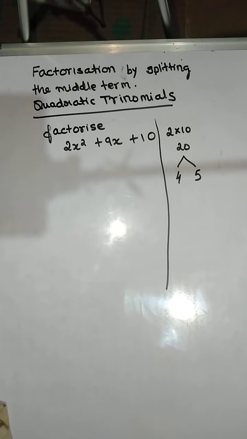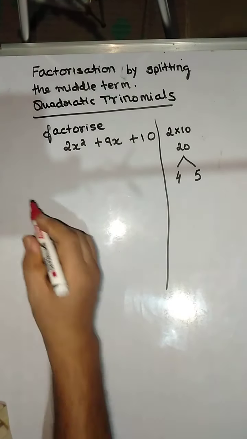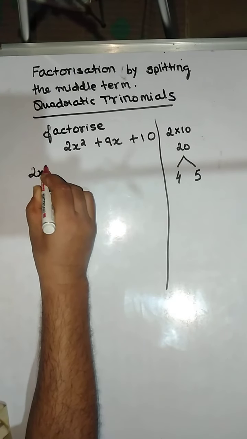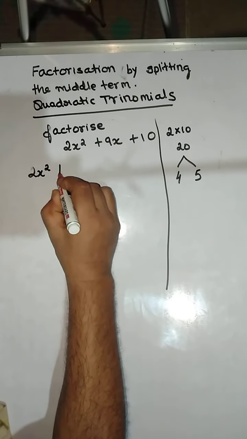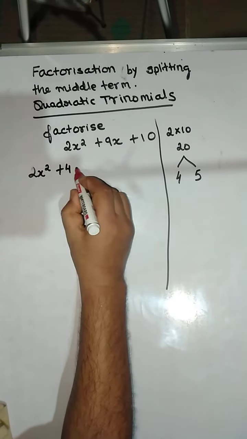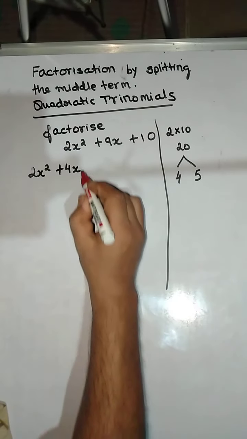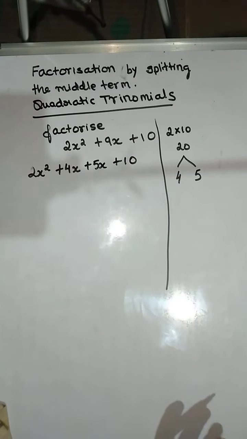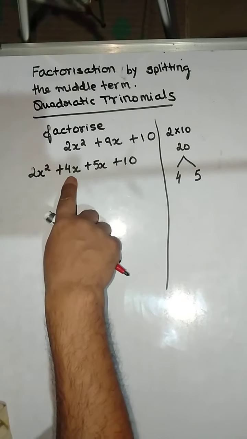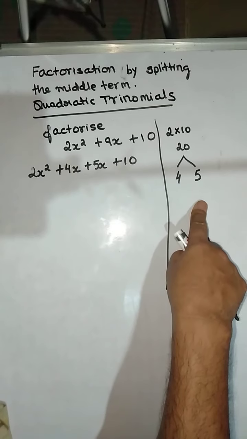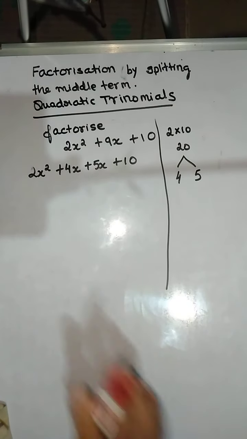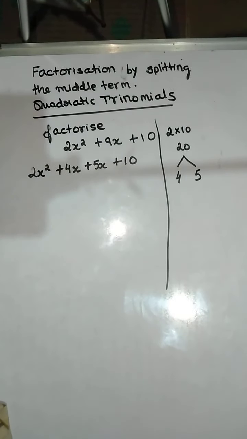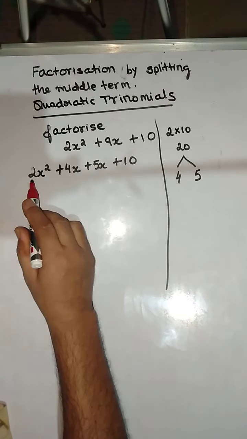So which means you've already managed to split the middle term, and you go ahead and write it as 2x squared plus 4x plus 5x plus 10. So now you have managed to split the middle term into 4x plus 5x. So now we need to factorize the first two terms and the last two terms. Alright, so let's look at the first two terms.